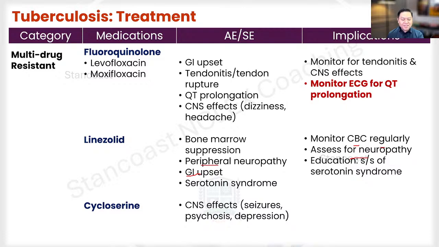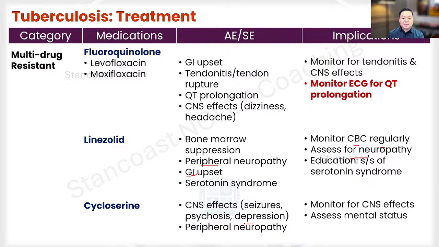Now, for the cycloserine, this is a medication that can also cause some side effects, such as seizures. It can also lead to psychosis, depression, and this is another type of medication that we need to monitor the patient for these side effects, especially central nervous system side effects. We have to check for their sensation, because it can lead to peripheral neuropathy as well.